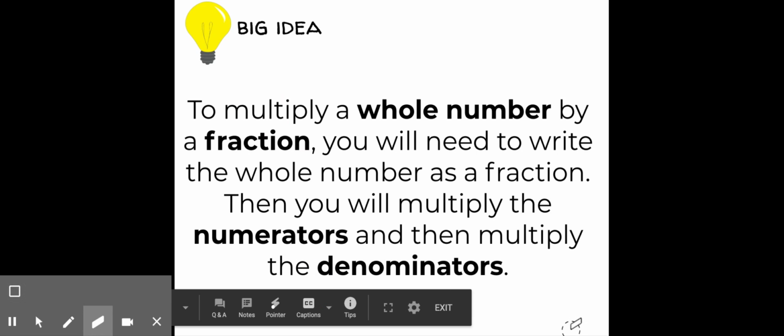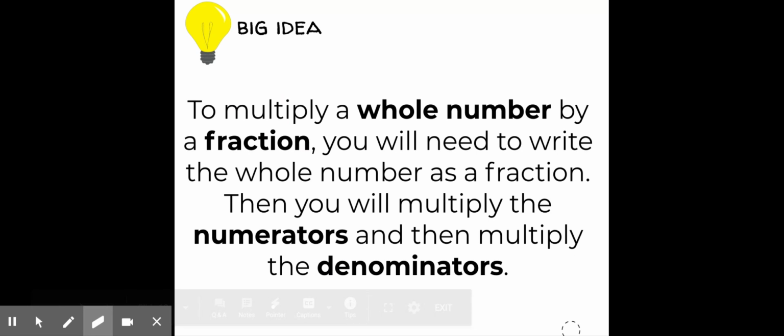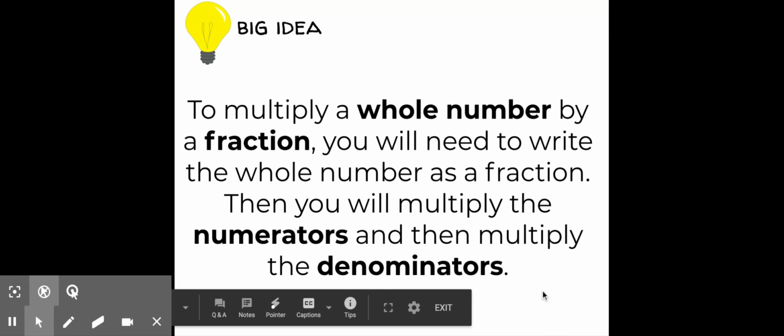Okay, our big idea for today is to understand that when we're multiplying a whole number by a fraction, we'll need to write the whole number as a fraction. Then we'll just multiply the numerators and then multiply the denominators.